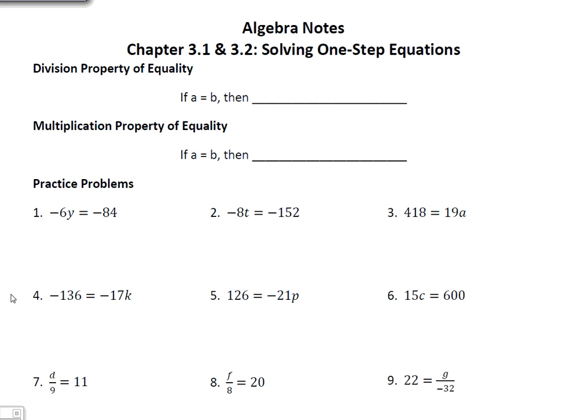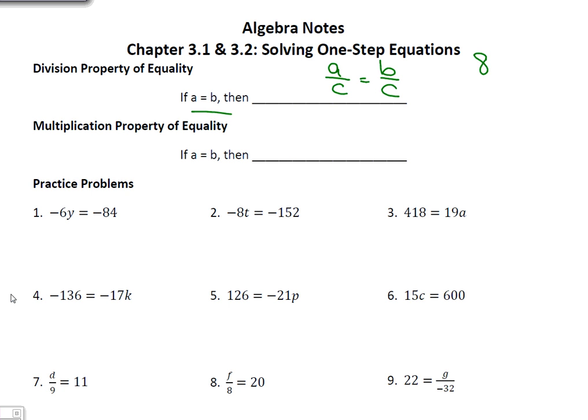So here it says if A equals B for our division property, then I know that A divided by C will equal B divided by C. Okay. So again, let's go through an example.